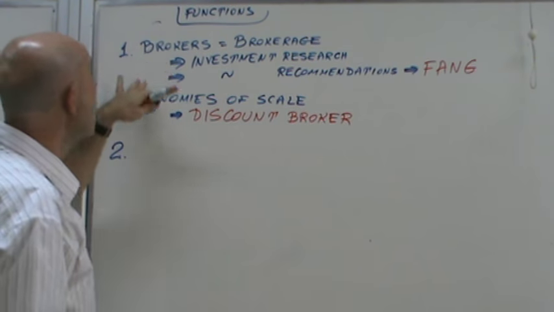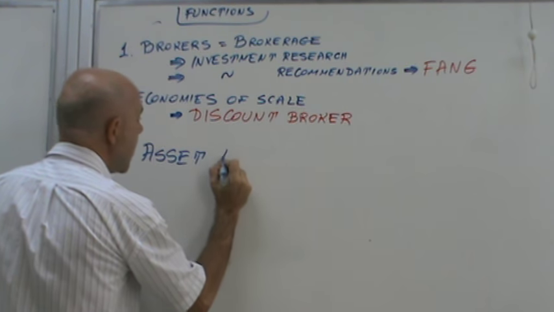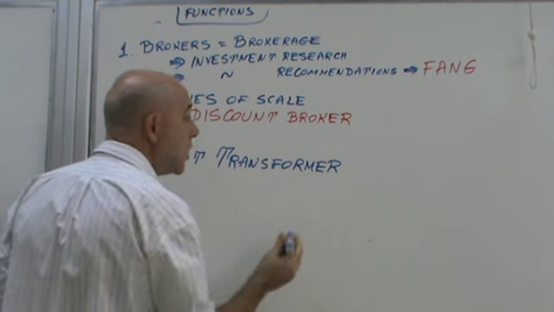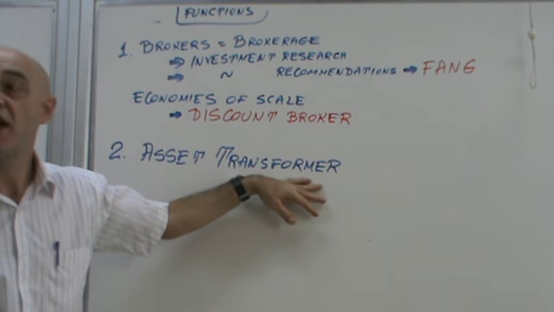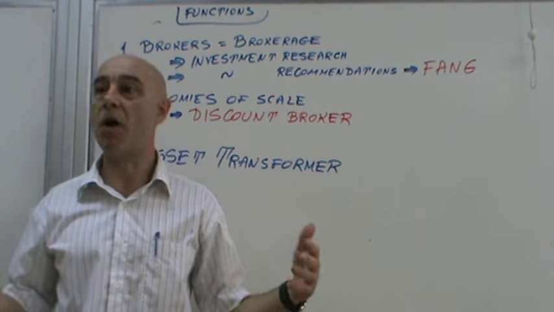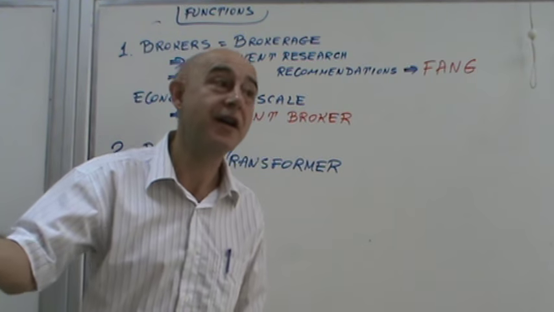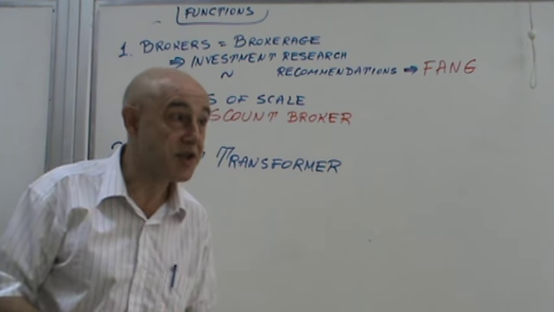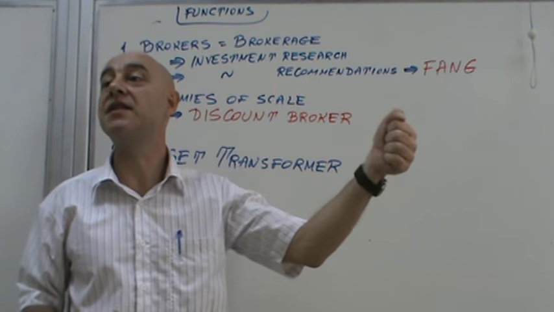financial institutions' second function is as asset transformers. This means that they perform the function of asset transformation. Asset transformation means the following. You have one type of asset, let's say a 10-year bond, but you don't want to buy a 10-year bond. Maybe you'll need to buy, let's say, a motorcycle next year. So all you want to do is a 3-month deposit, okay? So you will give them the money as a 3-month deposit, and then they'll buy the 10-year bond.